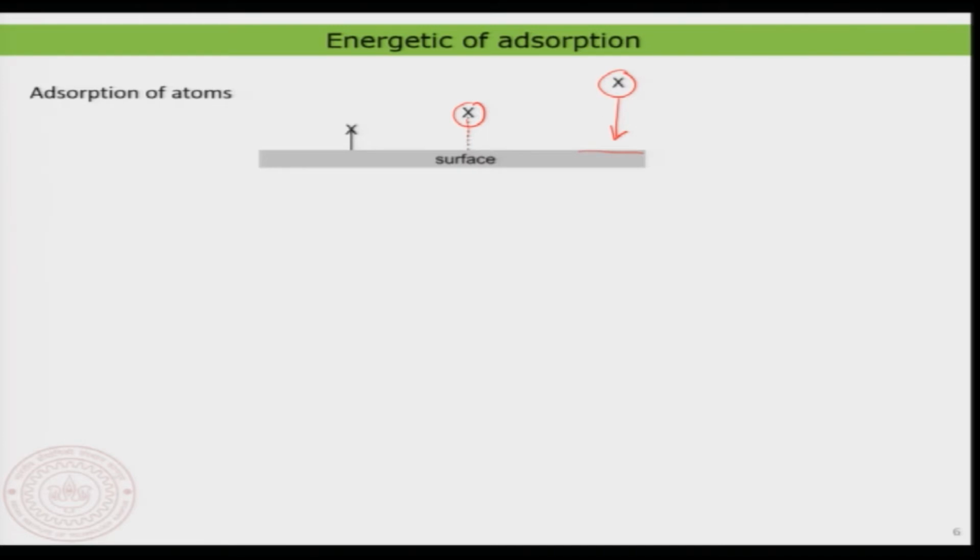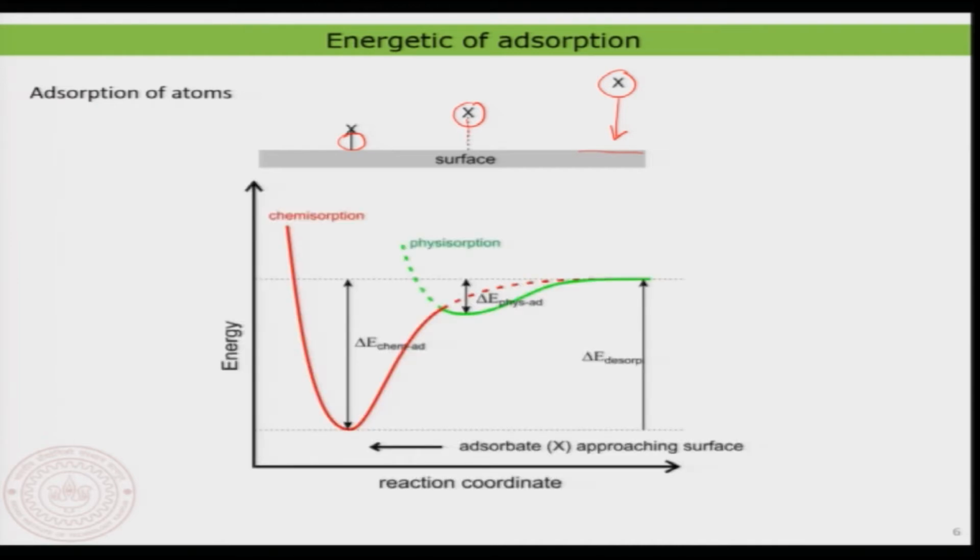That means only a physical adsorption via not strong interactions. Then if you push the atom a little further down, then you can see there are true chemical bonds that can form, which is typically known as chemisorption. Now, when you look at the energetics, that means how the energy of the adsorbing atom changes as a function of the distance between the atom and the surface.